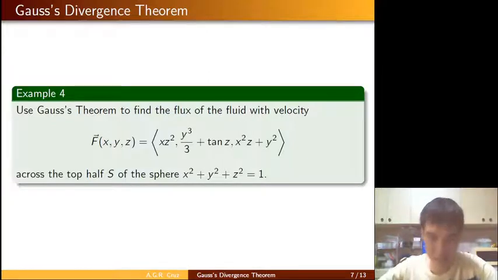So before we proceed to the two-dimensional version of Gauss's divergence theorem, let's consider this example, number 4. Let's use the theorem to find the flux of the fluid with this velocity function, where S is the top half of the sphere x squared plus y squared plus z squared equals 1. So sketch muna natin si S in 3 dimensions.